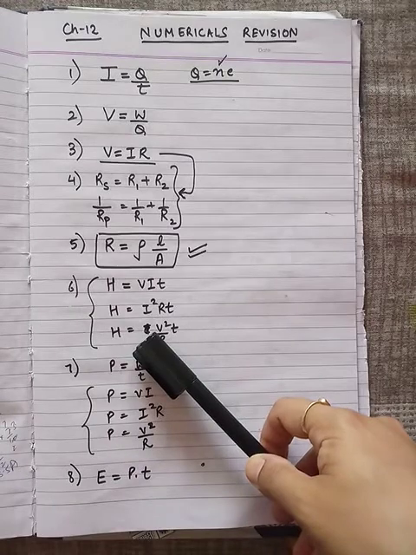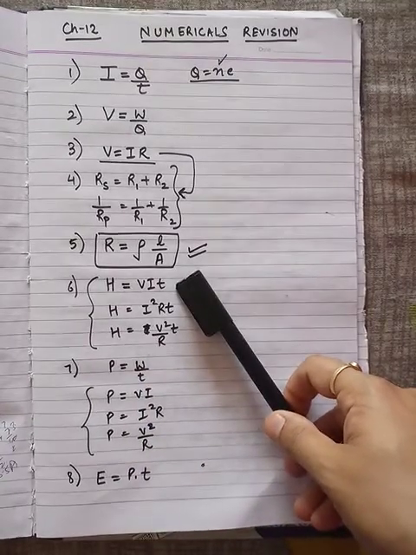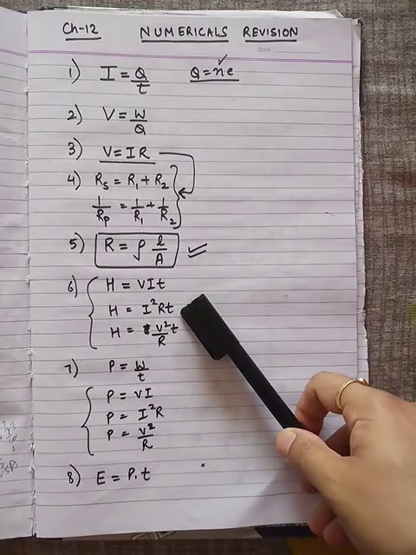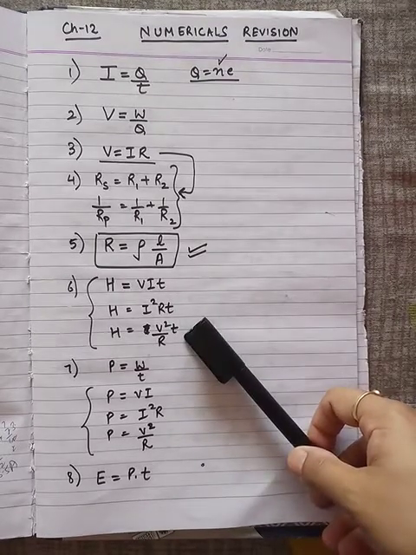Next is based on heat. We have three formulas based on heat. H equals VIT, H equals I square RT, that is Joule's law of heating also, and H equals V square over R multiplied by T.